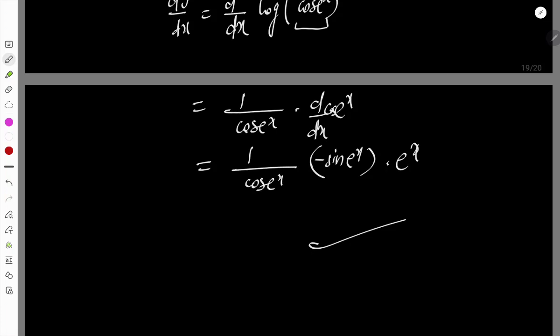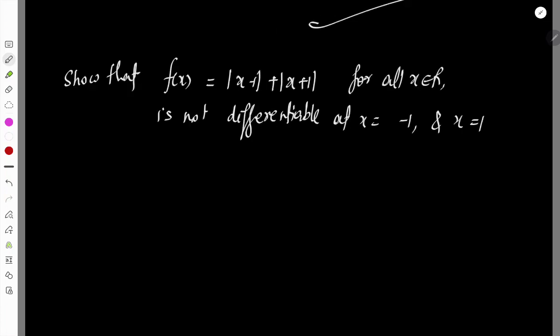Okay, so these are the questions, a few more if possible. So this is the last question we are taking here, and the question is saying f of x is equal to modulus x minus 1 plus modulus x plus 1 for all x belongs to real numbers is not differentiable at x equal to minus 1 and 1. So we need to show it.